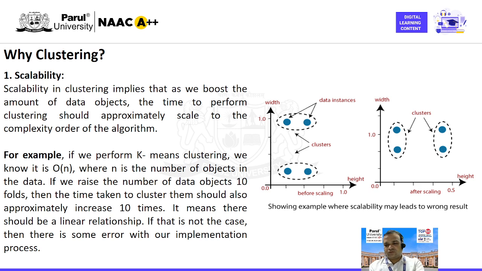Okay, this is an example where scaling may lead to a wrong result. You can see before scaling there are data instances with two features, height and width, and there are two clusters, one and two. But after scaling, you will get the result in this way. Okay, so this is the scalability.